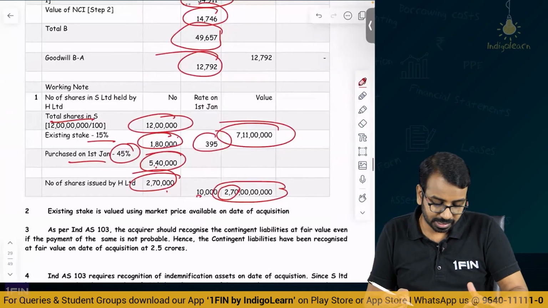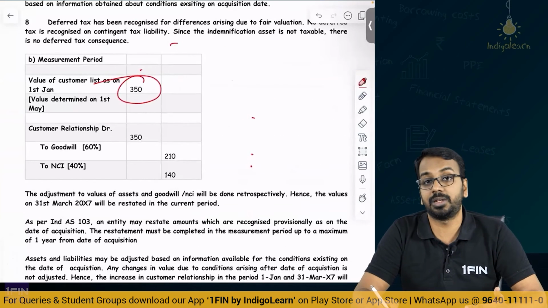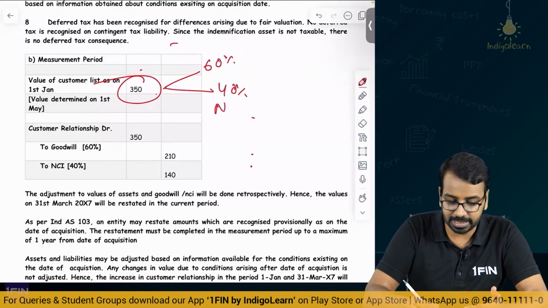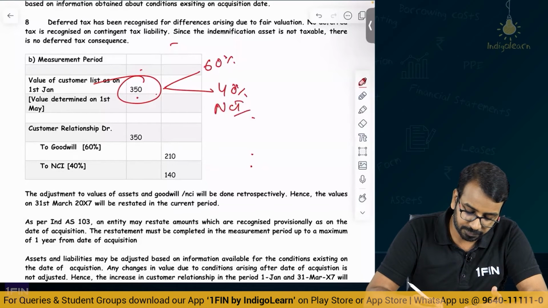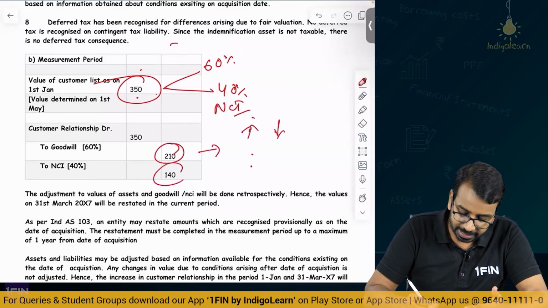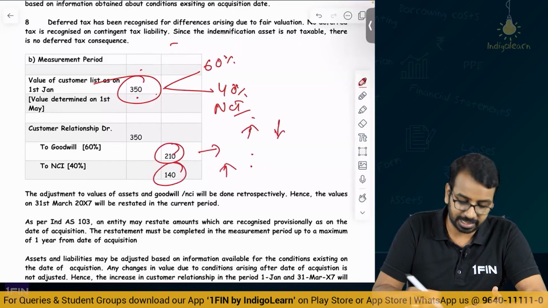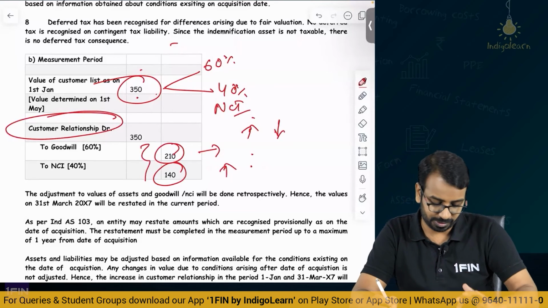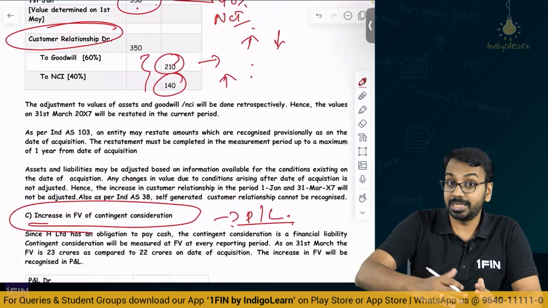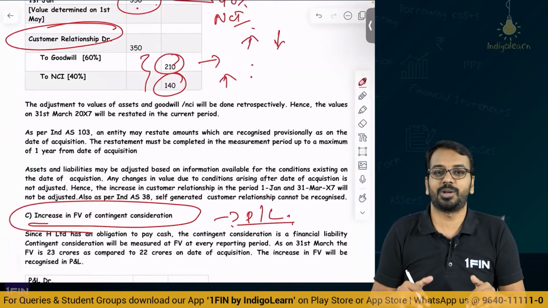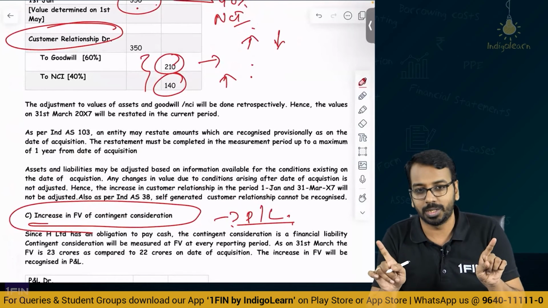Now, after this is done, they have said a new asset has come, 350. When this new asset has come, the parent will take 60% and NCI will take 40%. So, 350 into 60%, 210. You are increasing the asset, so you will reduce the goodwill. Second part, you will increase the NCI. So, bring the new asset, reduce the goodwill and increase the non-controlling interest. Then any changes from 1st of January till 31st of March, because of our efforts, we have improved the customer relationship. Will we do any adjustments? We will not do any adjustments.